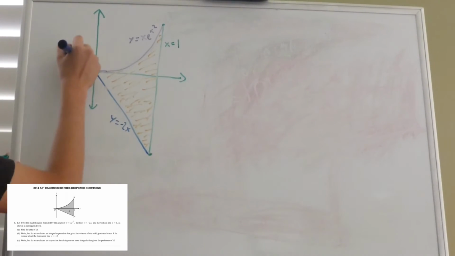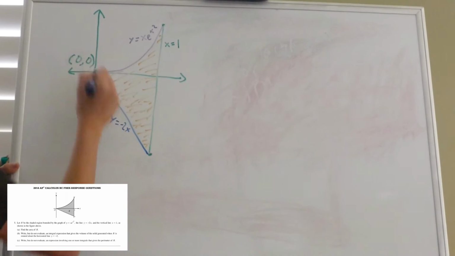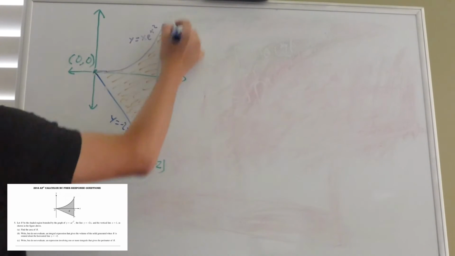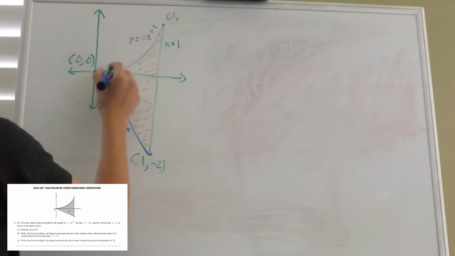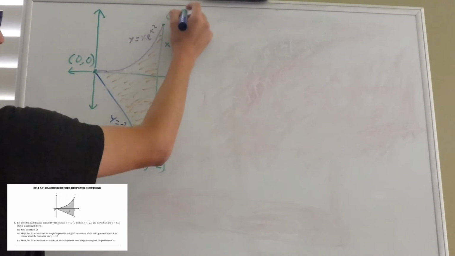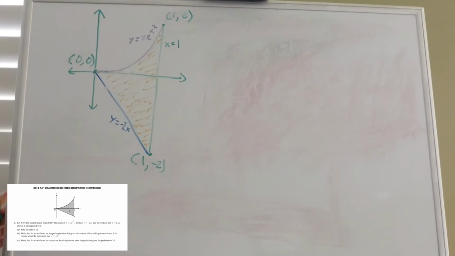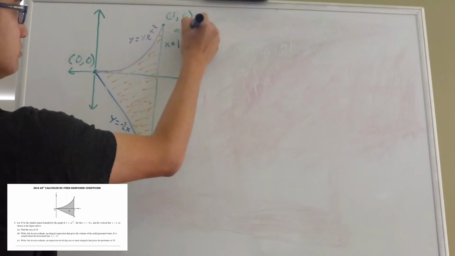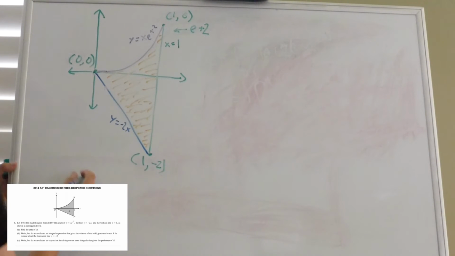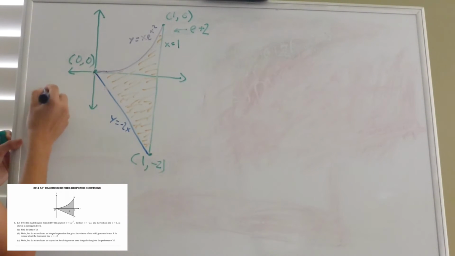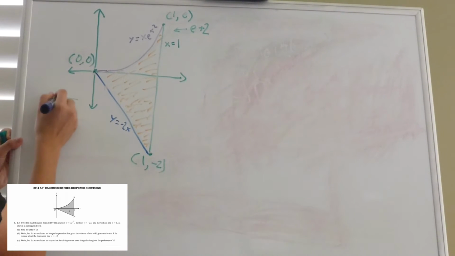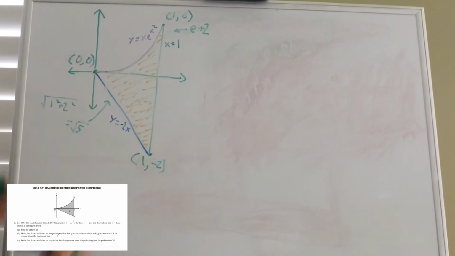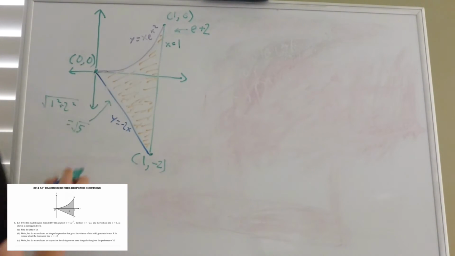So this point here is the origin, so it's 0, 0. And in part B, we already found this point is 1, negative 2. Up here, we know x is going to equal 1 from this line. So in plugging in x equals 1 to here, we get that y equals e. So the length of this segment is just going to be e plus 2. The length of this segment, we can use the distance formula, square root of 1 squared plus 2 squared. So this is square root of 5. And now we need to determine the length of this segment.